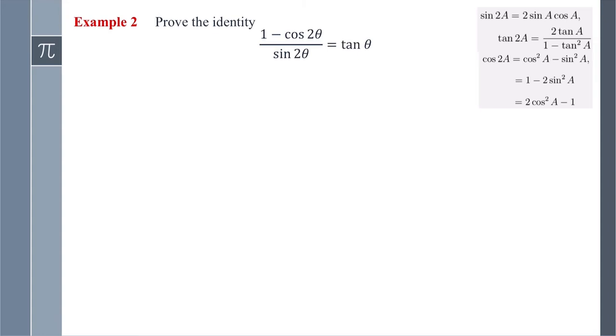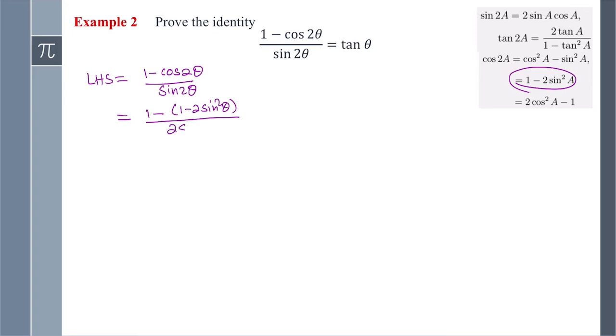Okay. So the first one, I think we are just going to do one example here. In order to prove this identity, we are going to take the left hand side, which is 1 minus cosine 2 theta over sine 2 theta. Let's go ahead and use the double angle identity for cosine 2 theta and sine 2 theta. For cosine 2 theta, we can use any of them. I'm just going to use this one, 1 minus 2 sine square theta. So 1 minus 2 sine square theta over sine 2 theta, which means 2 sine theta cosine theta.